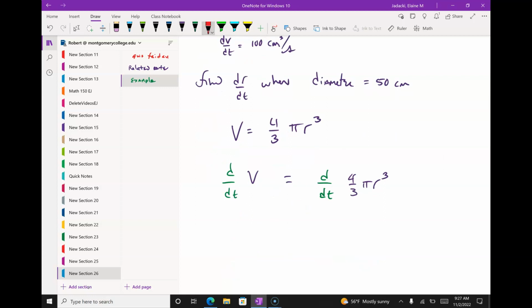Left-hand side is simple, yes? It's just dV dt, or like V prime, yes? You with me there? But we're using this Leibniz notation. What do I get on the right side? Well, 4/3 and pi are constants, correct? They're numbers, so they go along for the ride. What happens to r cubed? 3 times r squared. And then my derivative of the inside is dr dt.